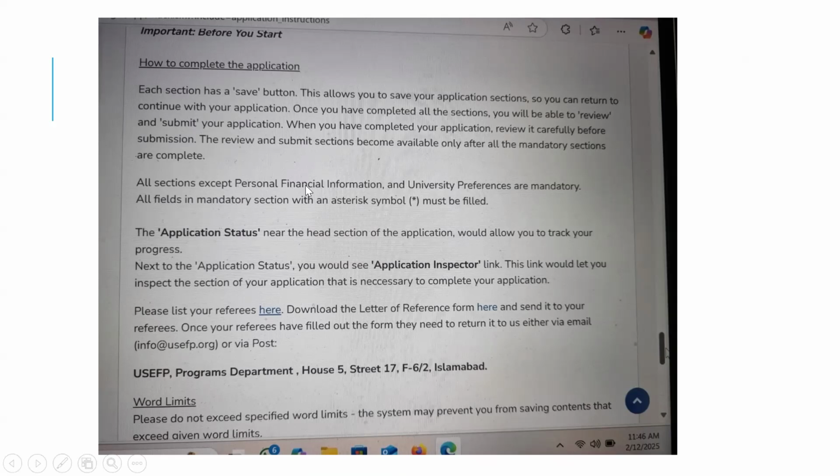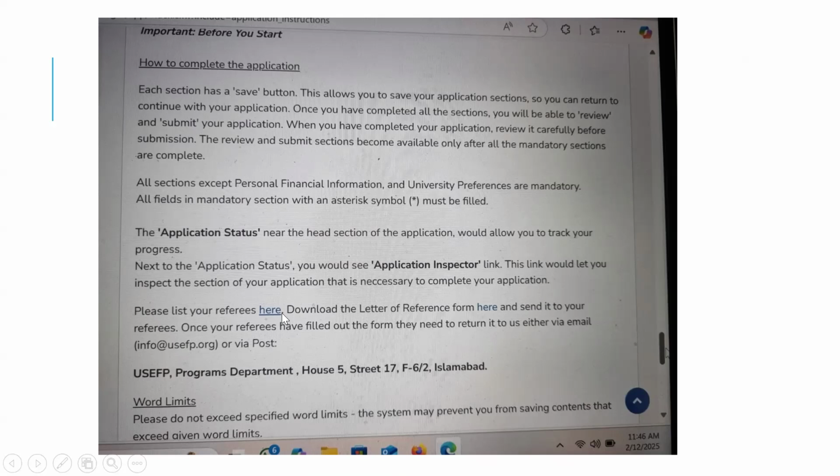All sections except personal financial information and university preferences are mandatory. All right. So all fields in a mandatory section with an asterisk symbol must be filled. The application status near the head section of the application would allow you to track your progress. Next to the application status, you would see the application inspector link. This link would let you inspect the sections of your application that are necessary to complete your application.